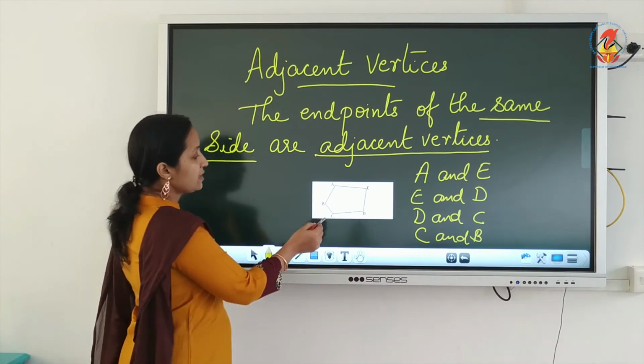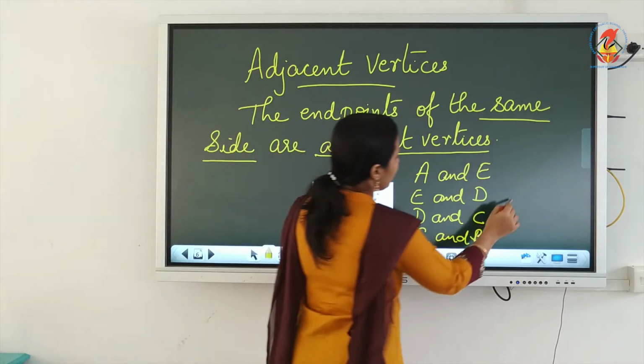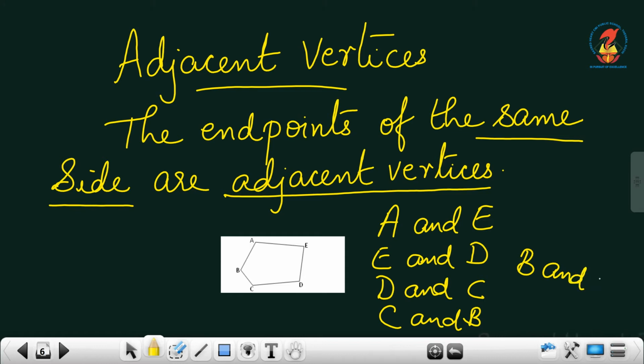Okay. So, C and B are adjacent vertices, and in the same way we can say B and A are adjacent vertices. Okay children. So, endpoints of the same line segment. This is a line segment, starting with this endpoint. That means starting point and ending point. A and E are adjacent vertices. In the same way C and D are adjacent vertices. C and D. This is the starting point and ending point of the line segment.